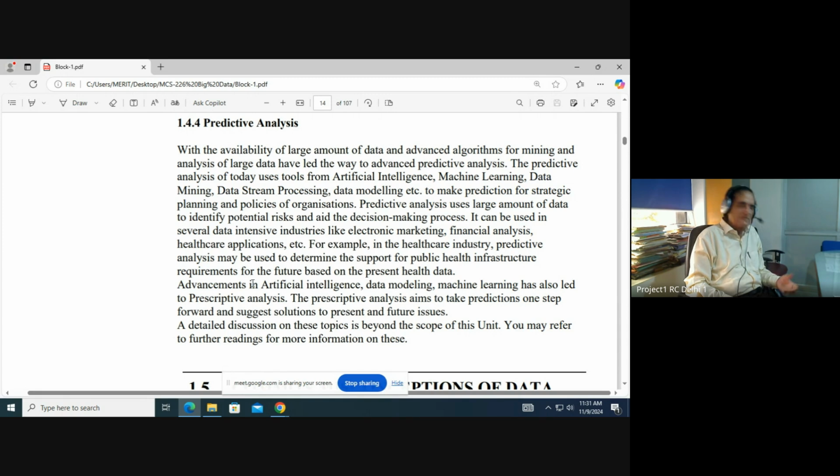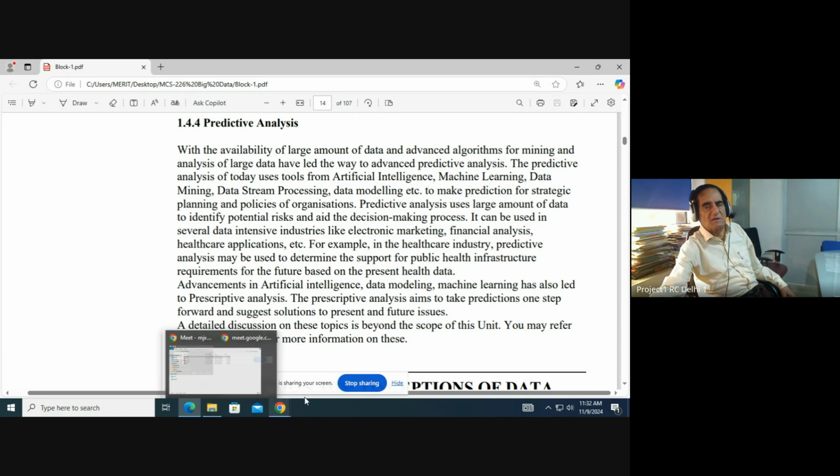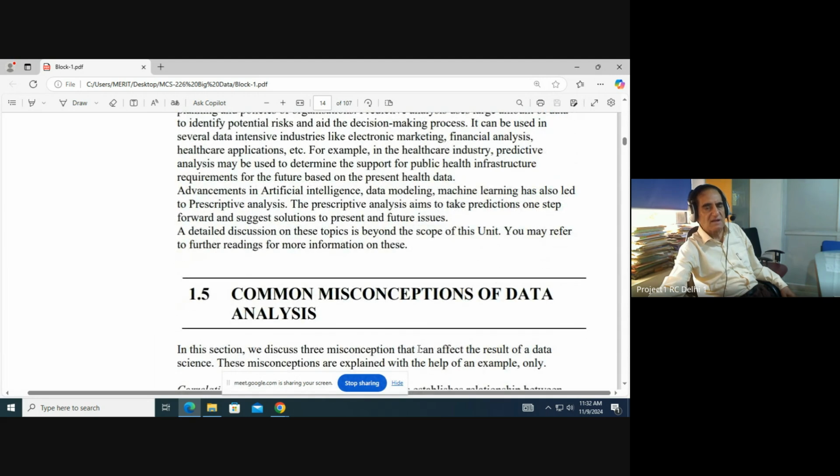The predictive analysis is very, very important. For example, in the healthcare industry, predictive analysis may be used to determine the support for public health infrastructure. You use health data. Advances in artificial intelligence, data modeling, and machine learning have also led to prescriptive analysis. So prescriptive analysis aims to take prediction one step forward and suggest solutions to present and future issues. These are beyond the scope of this, but you will study it in the artificial intelligence and machine learning paper, which is your next paper, which I'll take in the afternoon.